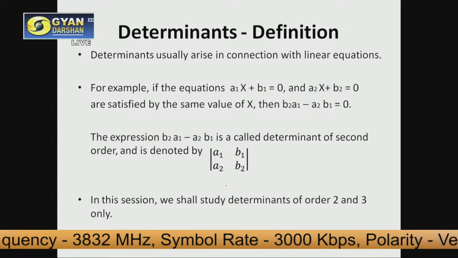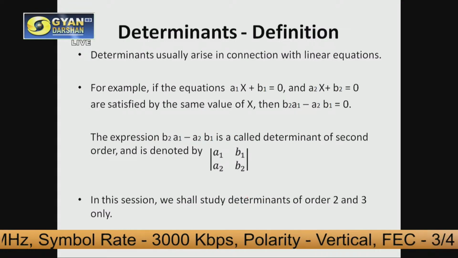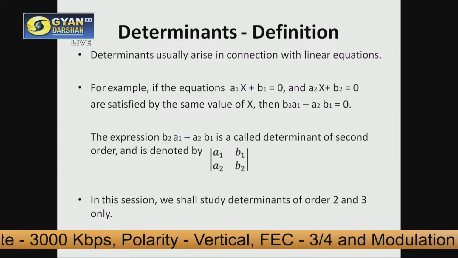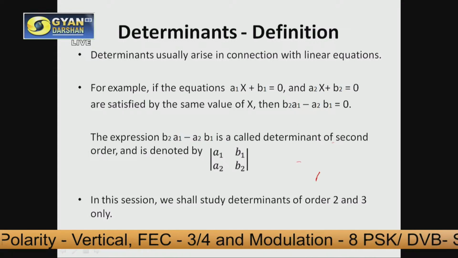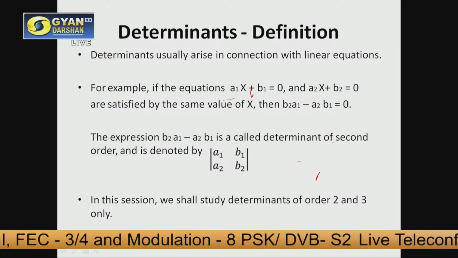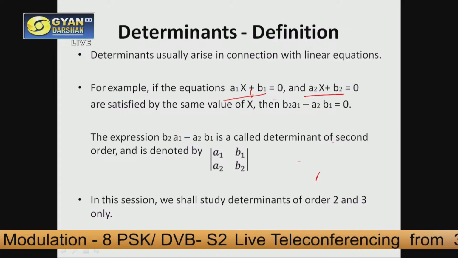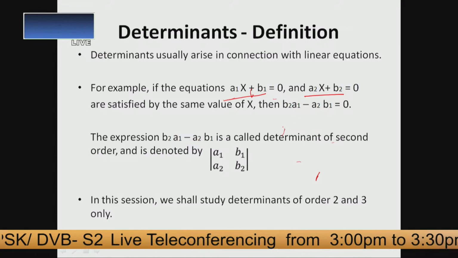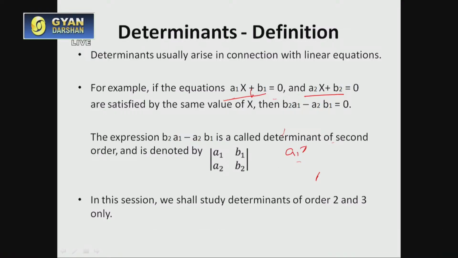Generally, determinants are used to represent linear equations. Over here we have two linear equations, a1x plus b1 and a2x plus b2. We can rewrite them as a1x plus b1 equal to 0 and a2x plus b2 equal to 0. Taking the variables aside, we can always write the coefficients as a1, b1 and a2, b2.